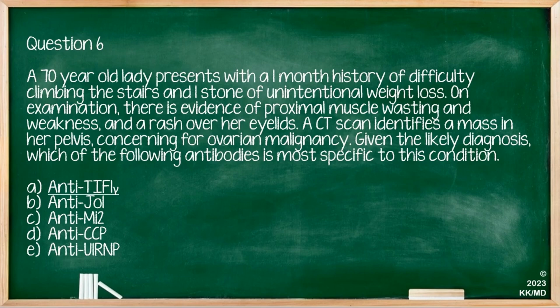Anti-CCP is quite irrelevant in here, and that is, as you know, the most specific antibody in rheumatoid arthritis. If you want a recap of rheumatoid arthritis, please click here. And finally, anti-URMP is the most specific antibody in mixed connective tissue disease.